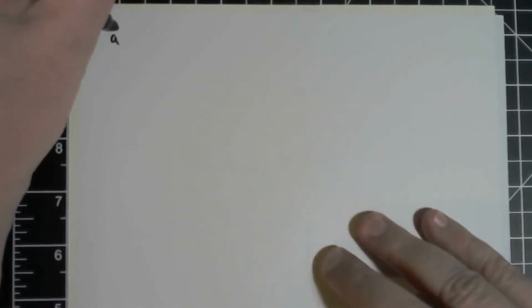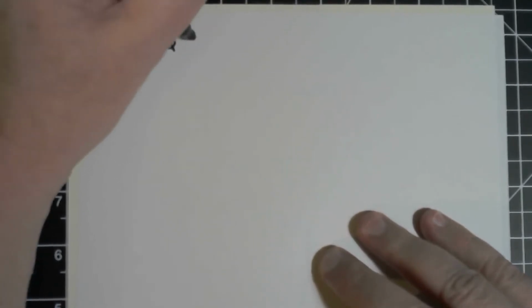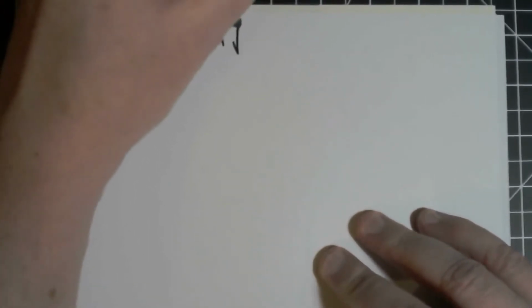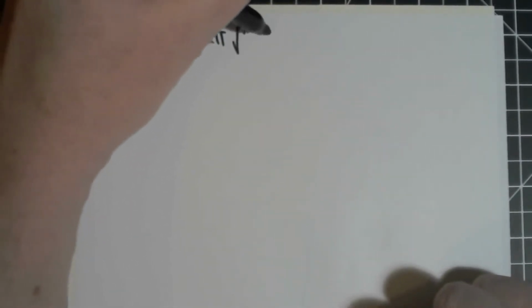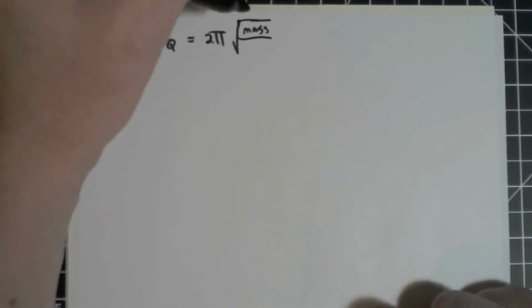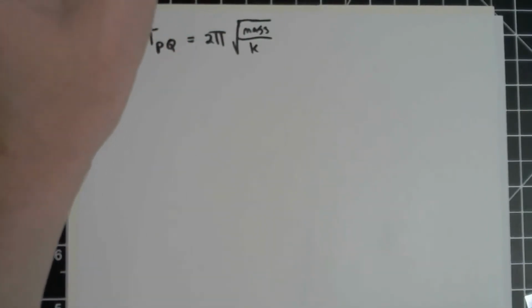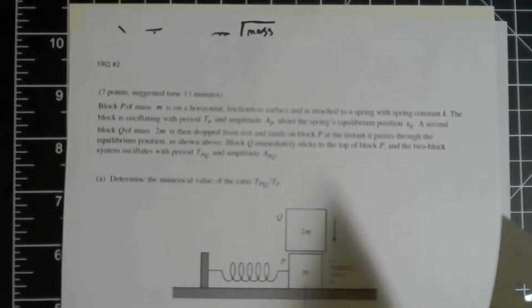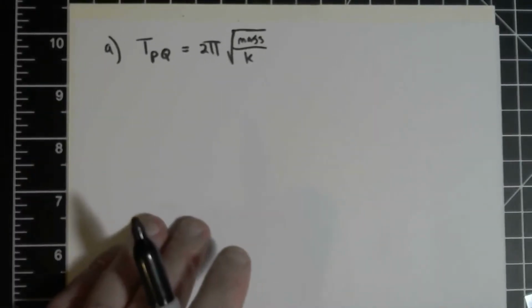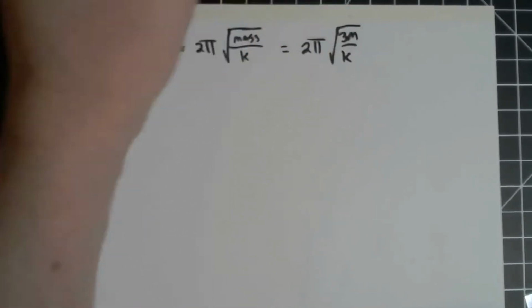So T_PQ is equal to 2 pi times the square root of the mass of that system divided by the spring constant k. Well, in this case, whenever the two are stuck together, the total mass of that system is 3m. So we've got to make sure we include the fact that that mass is 3 times the regular mass. So it's going to be 2 pi times the square root of 3m divided by k.